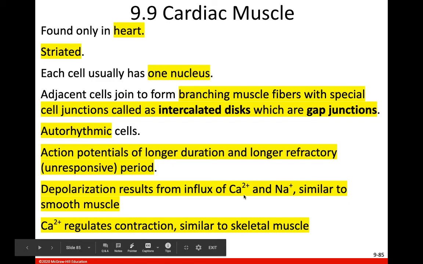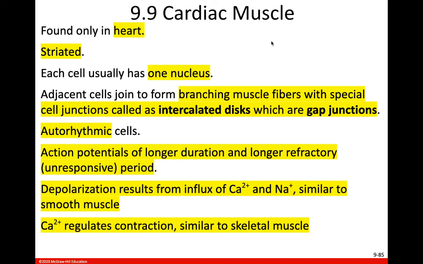Okay, very last thing, looking at a little bit of difference between cardiac muscle and skeletal muscle. Again, remember that cardiac muscle is found only in the heart. It is striated. It usually has only one nucleus, and it is the only one of the three types of muscle cells that are branching, so that there's lots of connections between cells, and these connections or junctions are called intercalated discs.